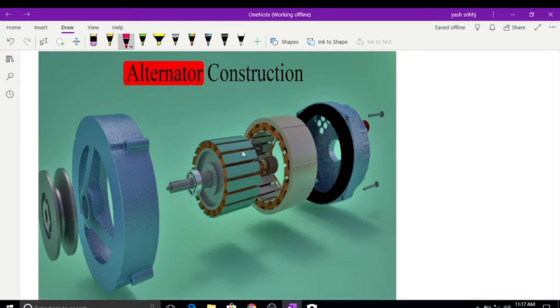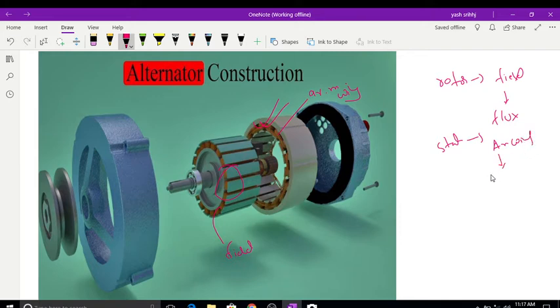So it is having a rotor, and this is the stator. Stator is having the armature winding. Look at this one here. The rotor is having the field winding, which will produce the flux. And the stator, which is having the armature winding, this armature winding induces the EMF, three-phase EMF.